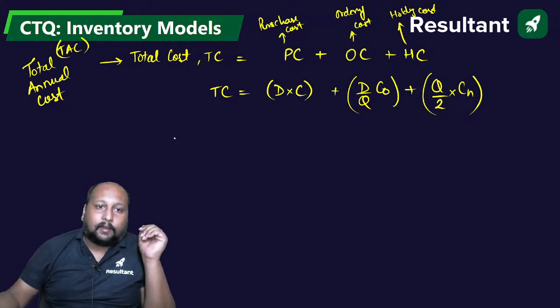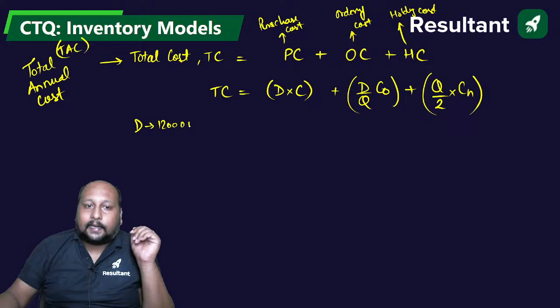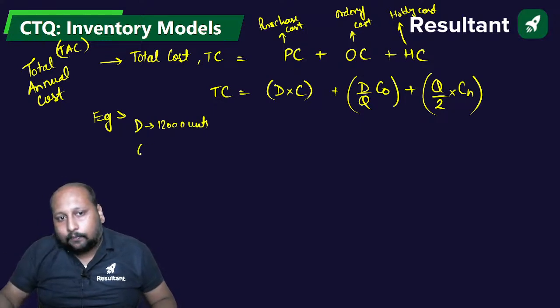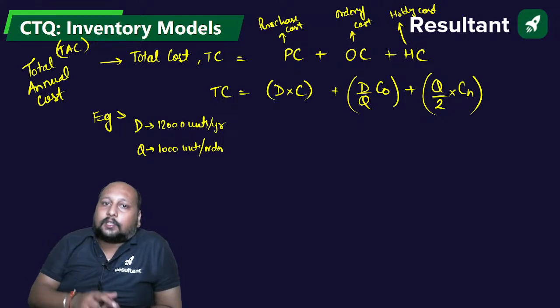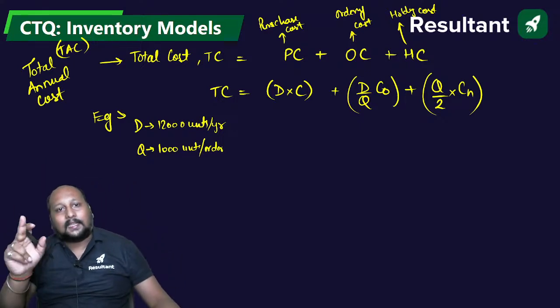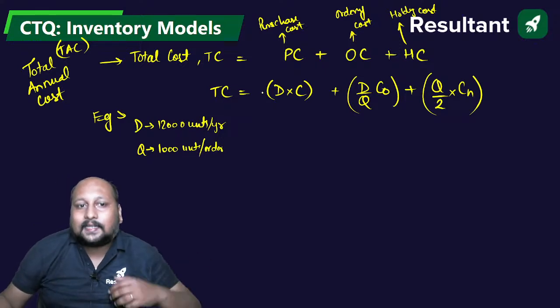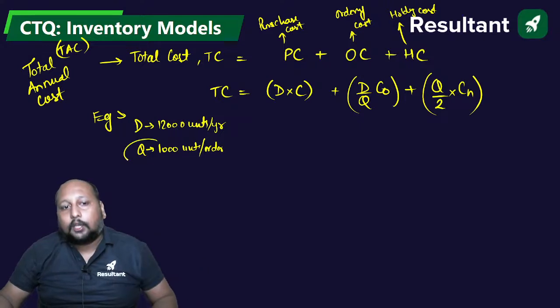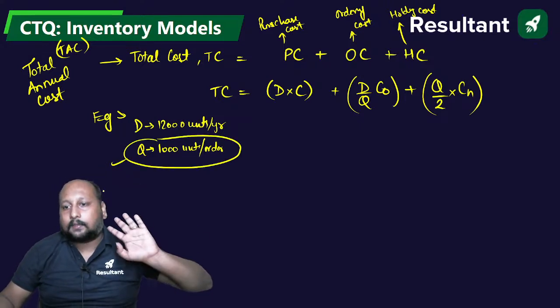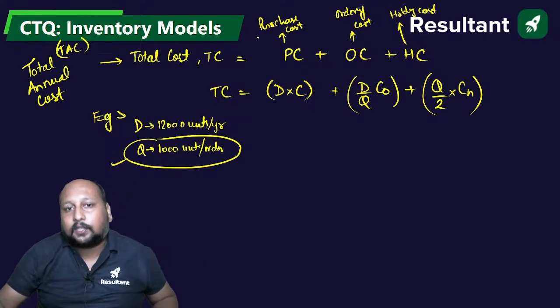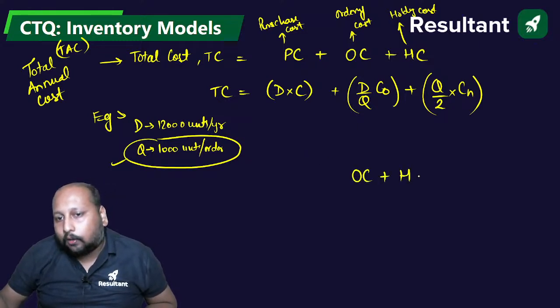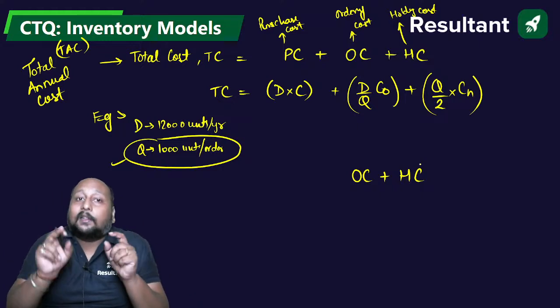That means annually you require 12,000 units. Let us take an example. Annually you require 12,000 units, and every time you are placing 1,000 units. So tell me, among all the three different costs, which cost is independent of inventory? Can we say that is purchase cost? Because purchase cost is independent. You try to take 1,000 units, 500 units, or 12,000 units, it is not at all depending. The purchase cost is independent of the order size. So we can say the ordering cost and holding cost are the only costs which depend on the order size, that is Q.